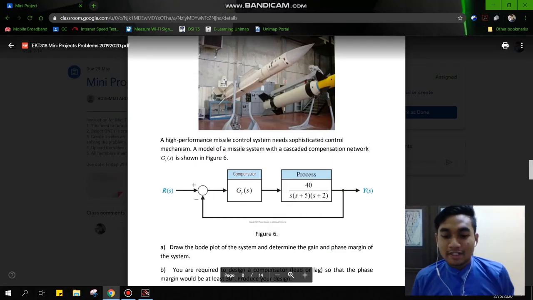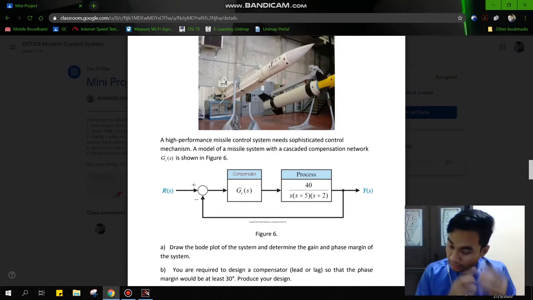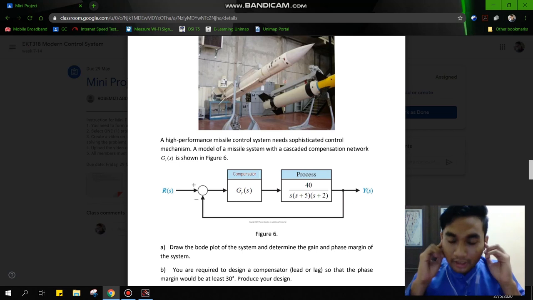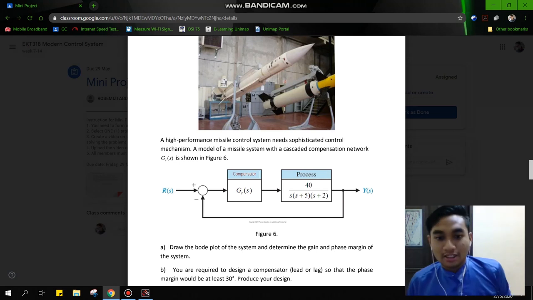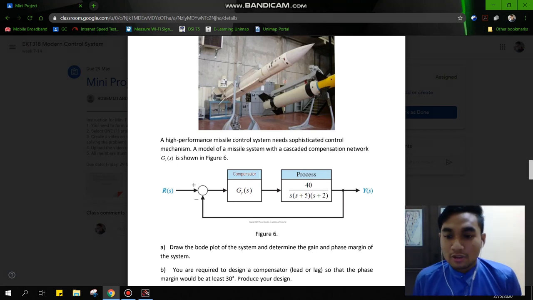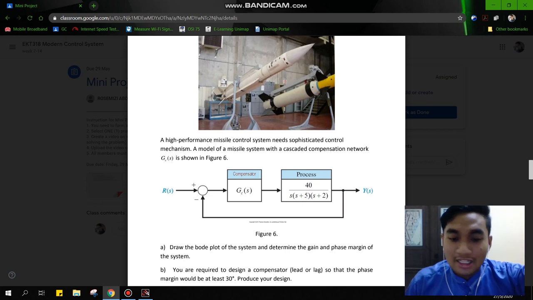Assalamualaikum. My name is Muhammad Nur Akmal bin Yusof. I'm from RK20. Today I want to present about the coding in Scilab to determine the Bode plot of the system and determine the gain and phase margin of the system.